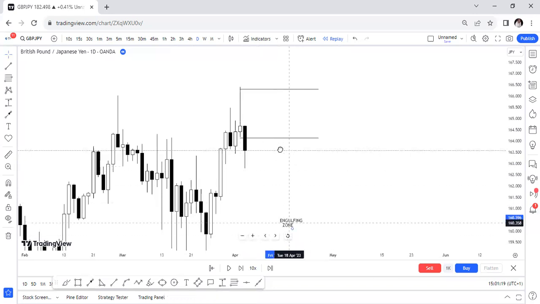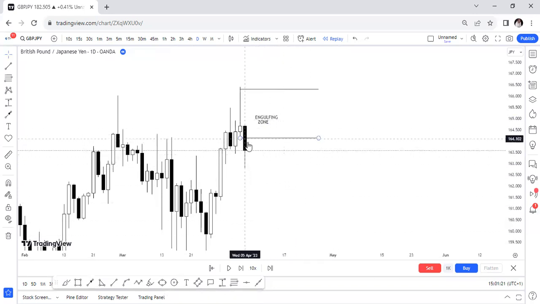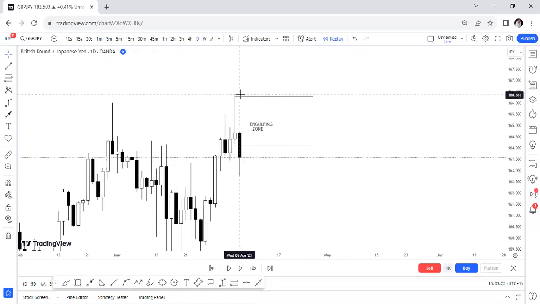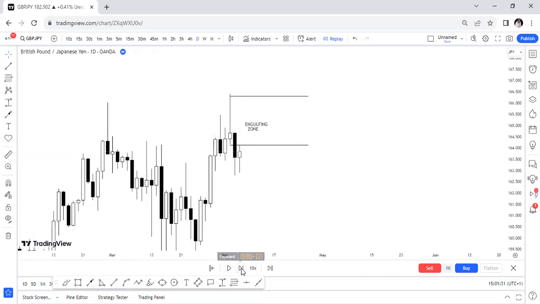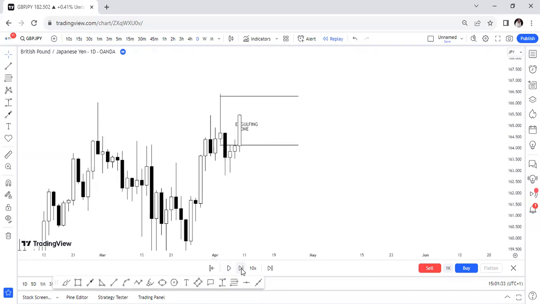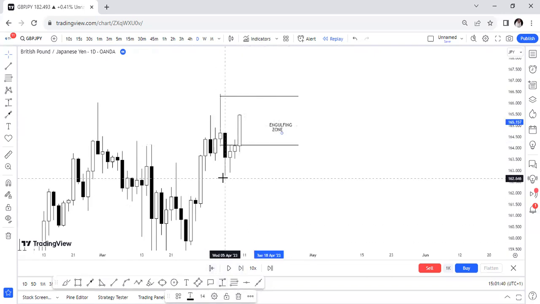Engulfing zone. This is a bearish engulfing, right? So we want to see price, if you are going to buy it, we want to see price break through this level. Let's see what happens. Price going through it. This is the daily chart, right?